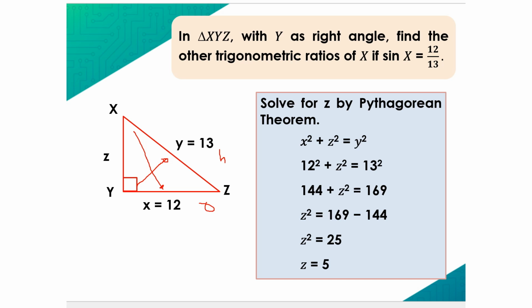We substitute x with 12 and y with 13. If we square 12, we get 144, and the square of 13 is 169. Transpose 144 to the other side of the equation. And then subtract 169 and 144, we get 25. Get the square root of 25, we get 5.